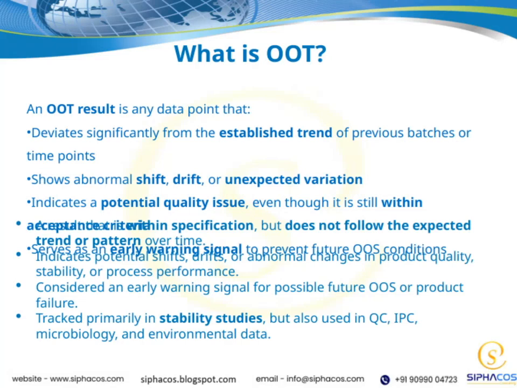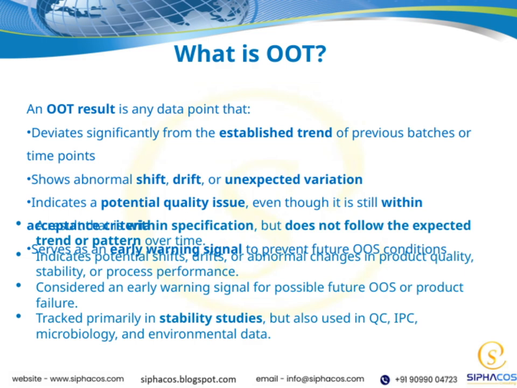When we see a result that's within specification, but doesn't follow the expected trend or pattern over time, it's a signal we need to pay attention to. This kind of result can indicate potential shifts, drifts, or abnormal changes in product quality, stability, or how the process is performing. Essentially, it's an early warning sign that something might be changing in a way that could lead to issues down the line. We often track these kinds of results during stability studies, but they are also important in quality control, in-process controls, microbiology, and environmental data.